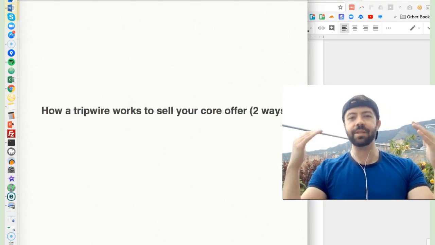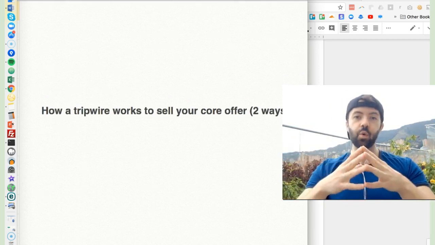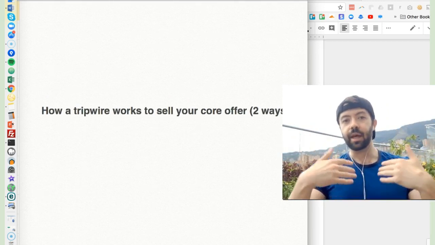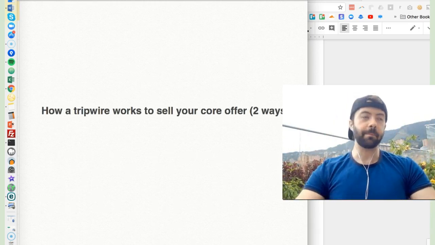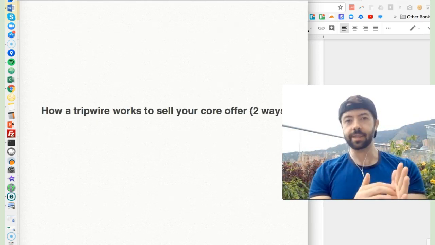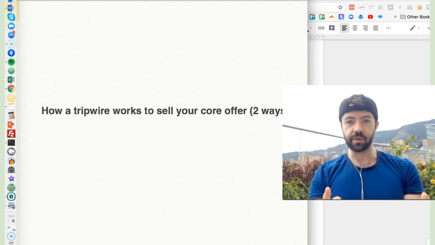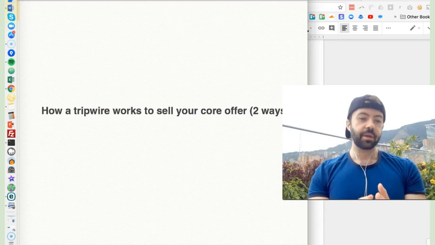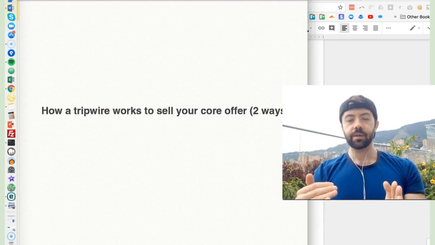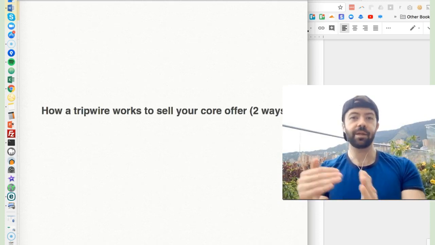So how does the Tripwire actually work to sell your core offer or offers that are just deeper in your funnel and more expensive? In two ways. Well, number one, as I explained, it's a low-priced item. We charge $7 for the AutoGrow swipe file, for instance, and it works in two ways. First off, there's the direct way, and then there's the indirect way.